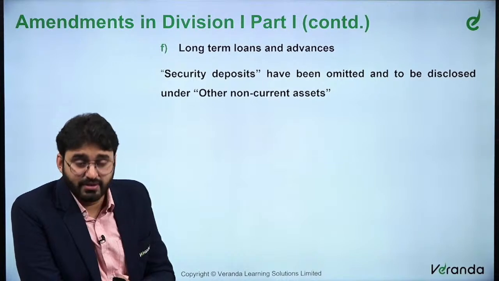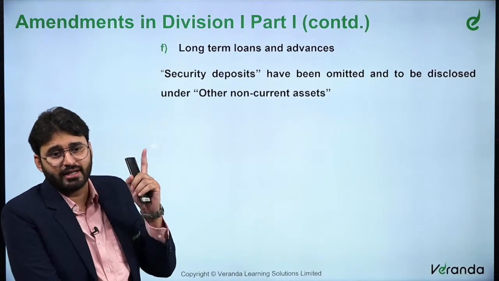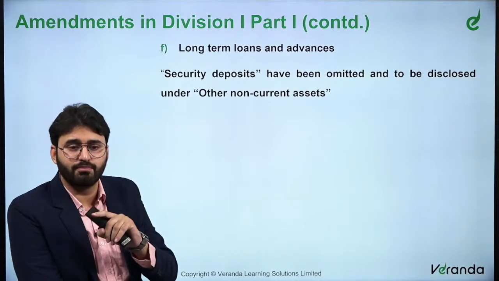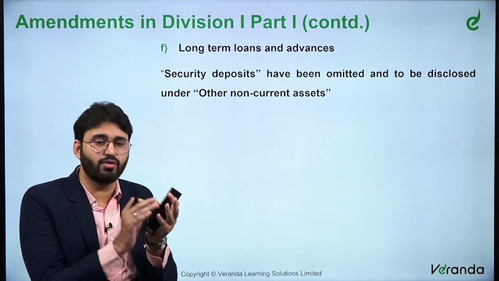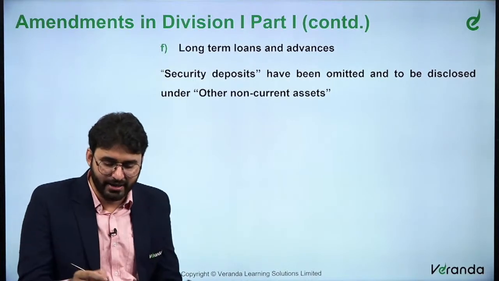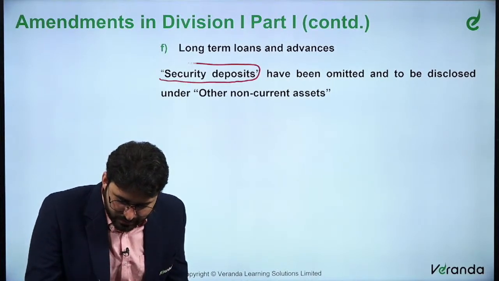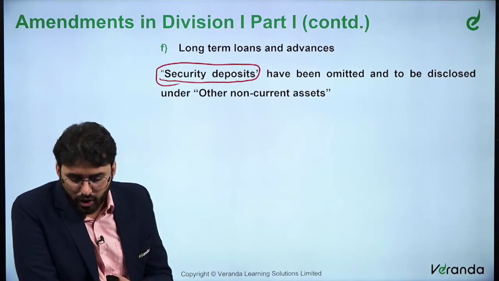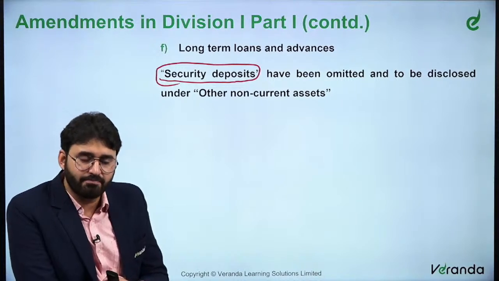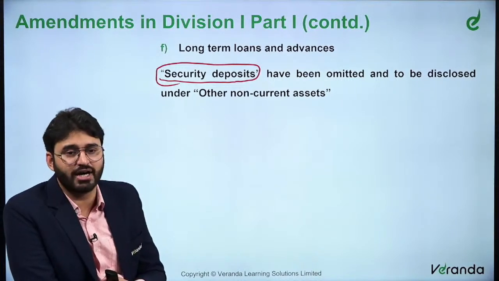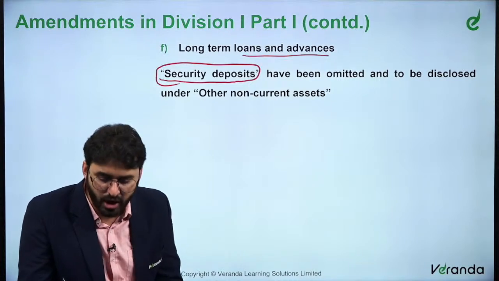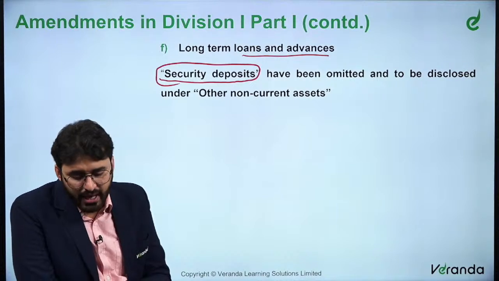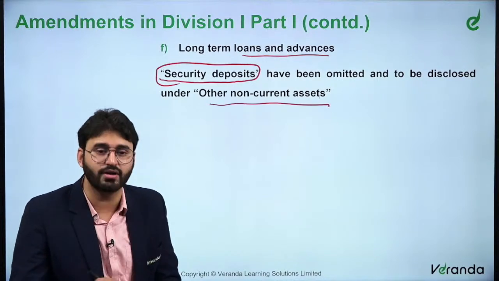Now, this is again an important reclassification. We saw one reclassification in other current liabilities. Current maturities of long-term borrowings have to be disclosed under short-term borrowings now, not under other current liabilities. Similarly, security deposits have been omitted and are to be disclosed under other non-current assets. So previously we used to show security deposits under loans and advances, long-term loans and advances. Now it has to be removed from long-term loans and advances and disclosed under other non-current assets.